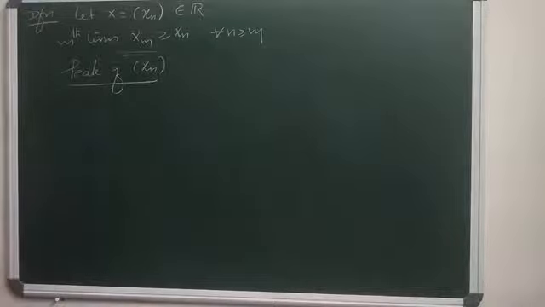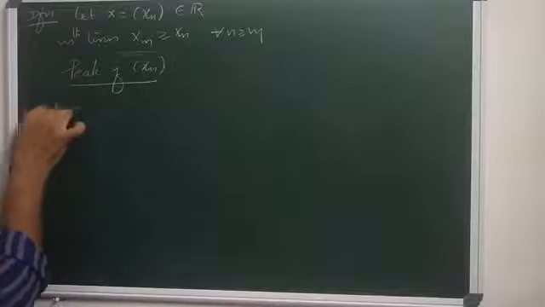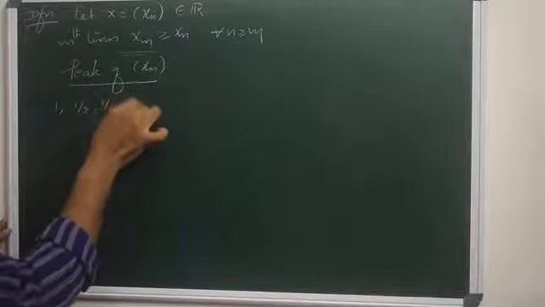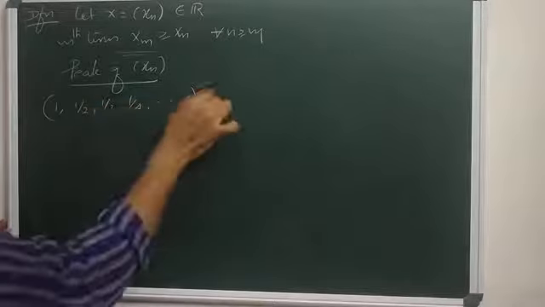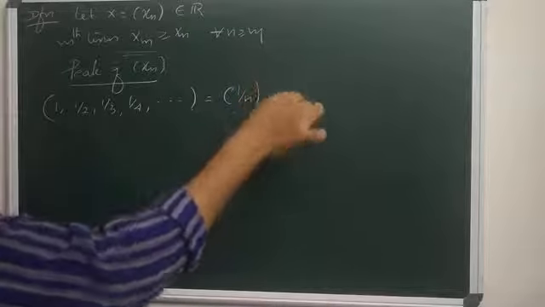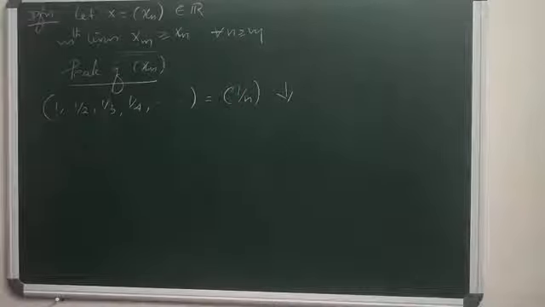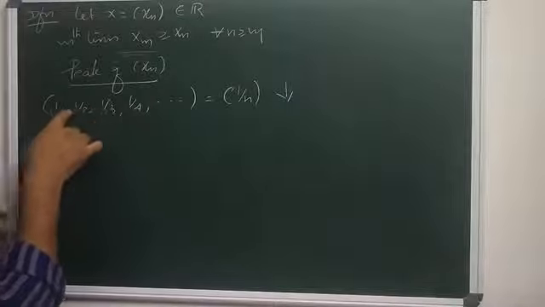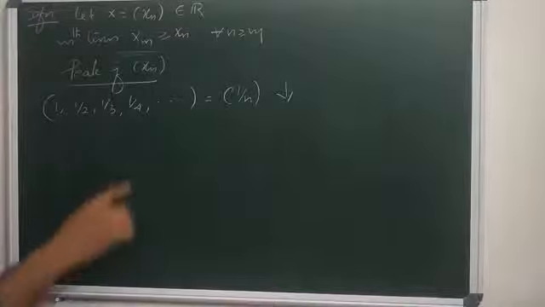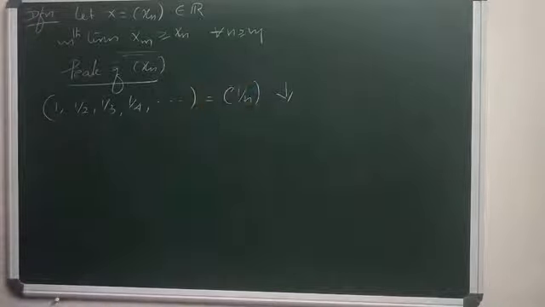Now consider a decreasing sequence, for example 1, 1/2, 1/3, 1/4, and so on. This is the sequence 1/n. Clearly we know that it is a decreasing sequence. Why? When n1 is less than n2, x1 is greater than x2, which is greater than x3. So here the sequence 1/n is a decreasing sequence.